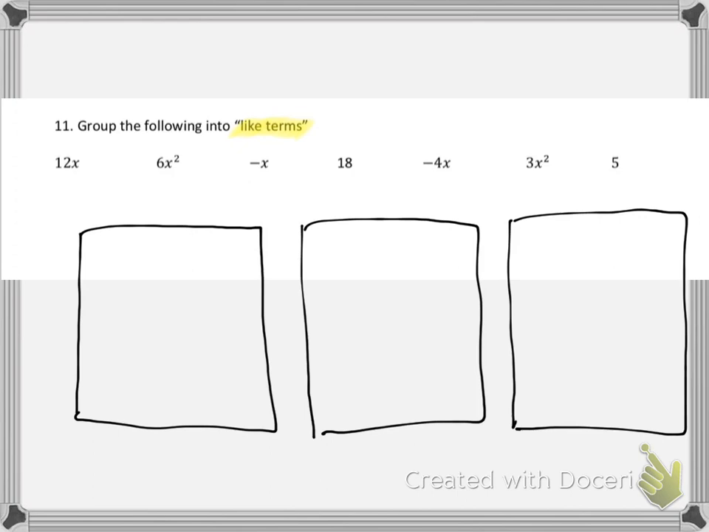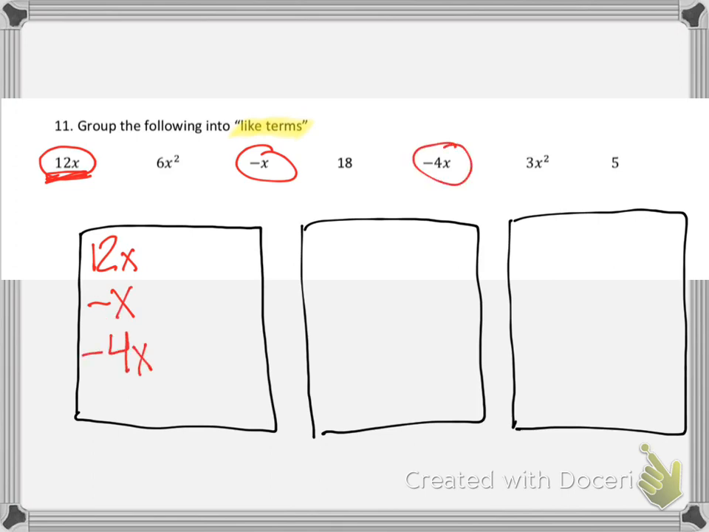So if I look at 12x as one term, if I can find other terms that exactly match it, I would need other terms that have just an x with them. So this negative x also is a like term with 12x, as well as negative 4x. These all have x's in them, and no exponent, it is just an x attached to it.